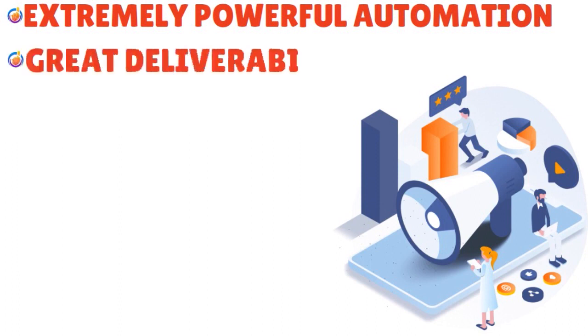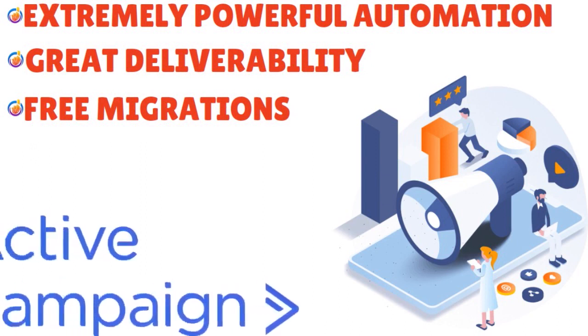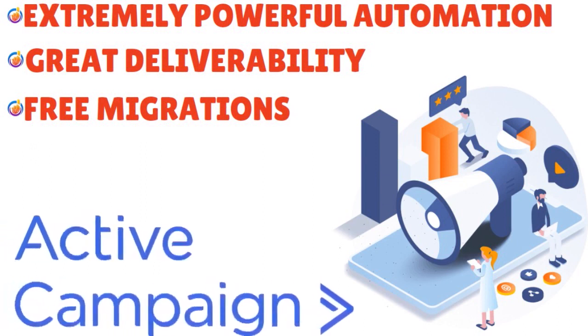You also have great deliverability. When we tested deliverability rates for email marketing software tools, ActiveCampaign proved to be one of the best tools in getting emails delivered. In fact, they came first in our latest tests. You also have free migrations. So if you're coming from a different email marketing software, ActiveCampaign offers to do the account migration for free.